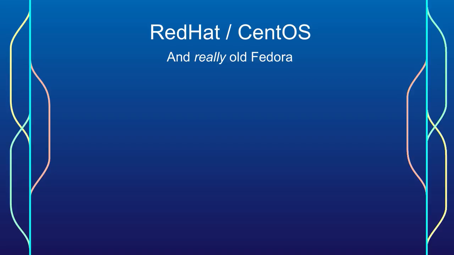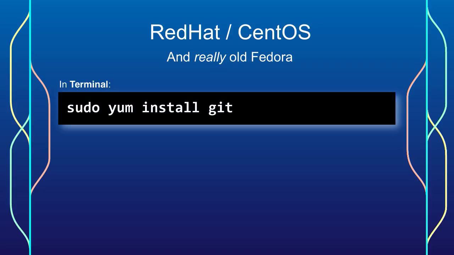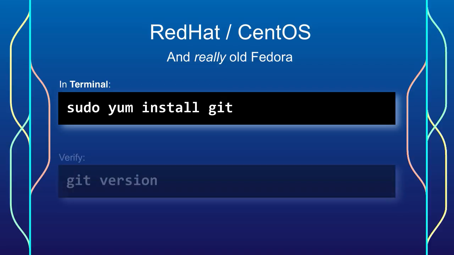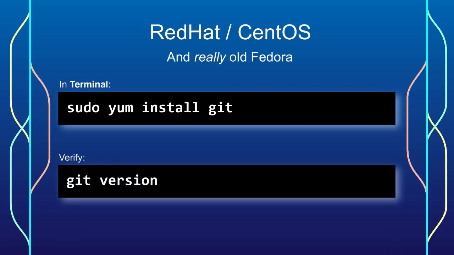If you're Red Hat or CentOS, or a really old version of Fedora, then you would use yum. And depending on how it's set up, you might need to use the sudo command or login as root to run the yum command. It's simply yum install git. Then, of course, we're going to verify with git version.